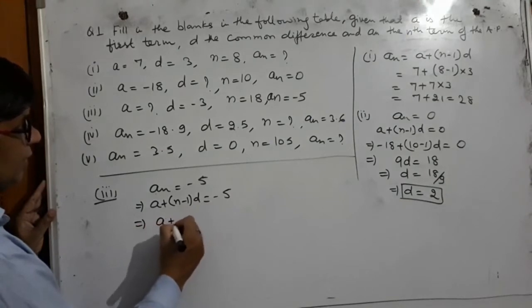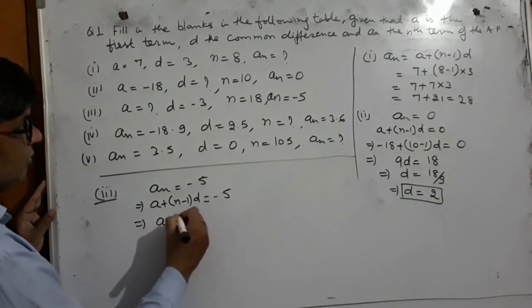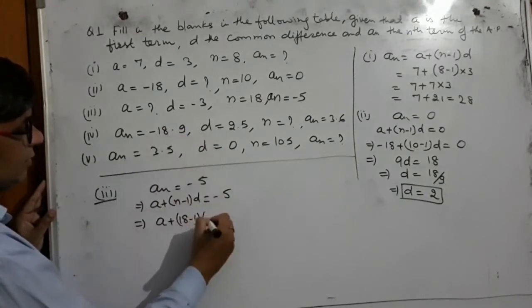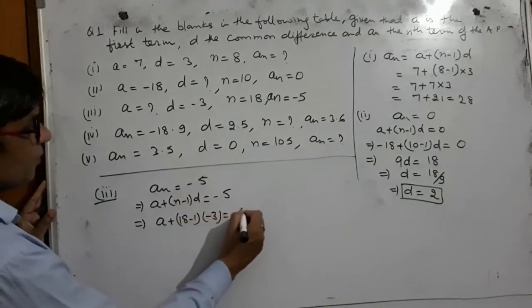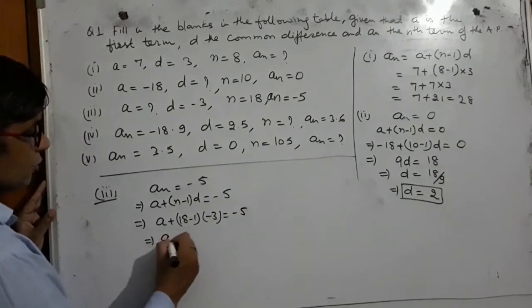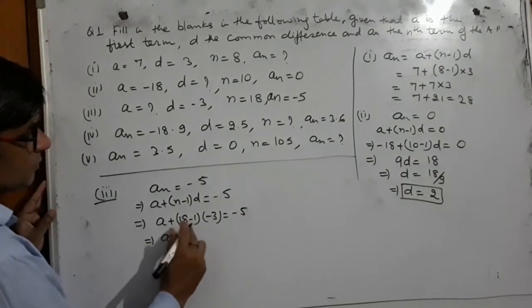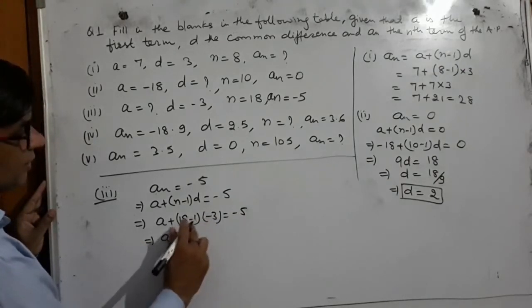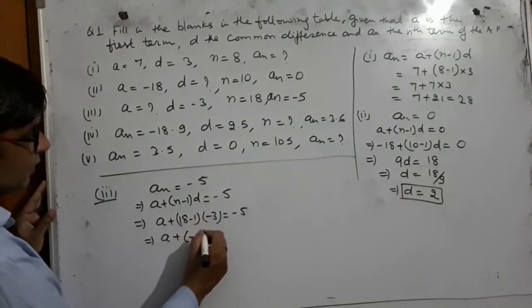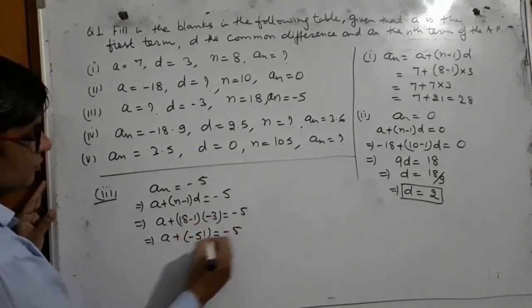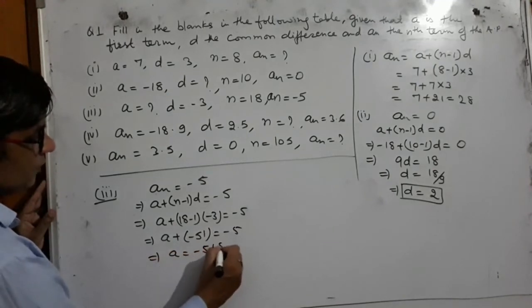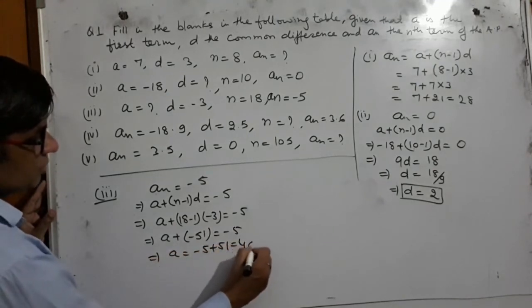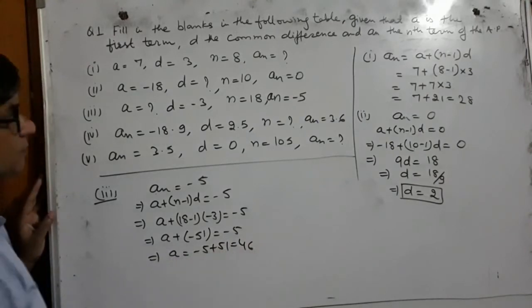A find करना है, n is 18, D is minus 3, equals to minus 5. So 18 minus 1 is 17, 17 into minus 3 is minus 51, equals to minus 5. शिफ्ट करेंगे तो minus 5 plus 51 equals to 46. A equals to 46.